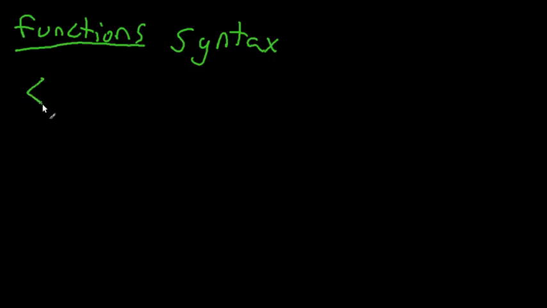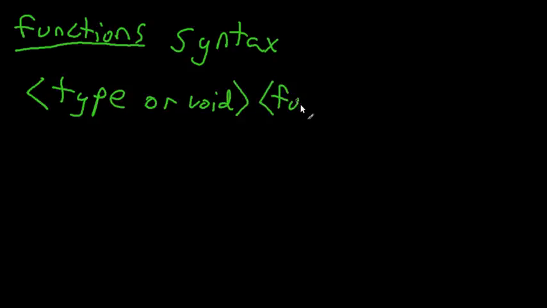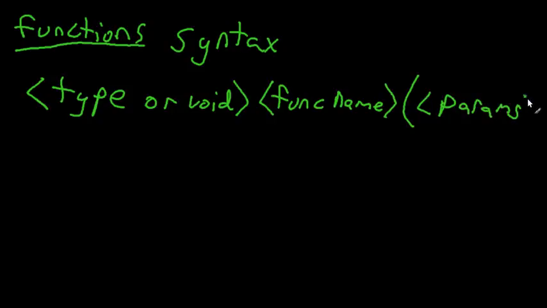The very first thing we have is either the type we're going to return, so remember functions can return things, or void if we don't want to return anything. Then we have the function name, and then we have all of our parameters. I'll abbreviate that with params. That's just another word for saying inputs.